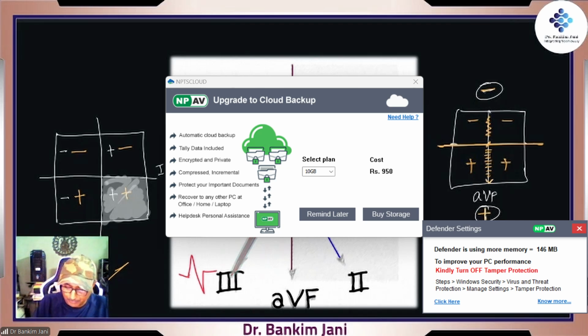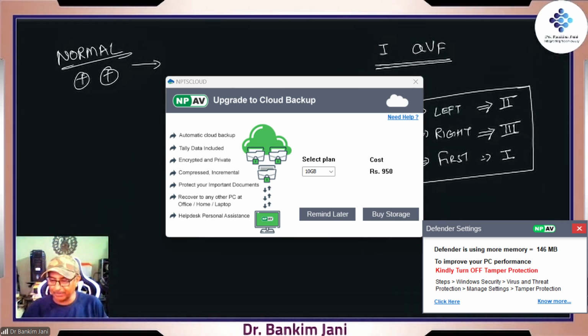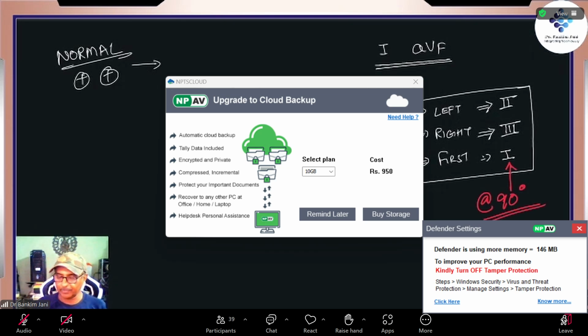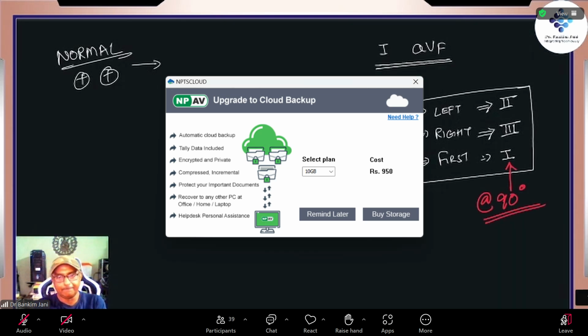Second, we do this. AVF. Which lead is at 90 degree? Lead 1, at 90 degree. So that also is fine. And lastly, AVL. Which lead is at 90 degree? Here it is, lead 2 is at 90 degree. So we have understood one part: if we remember this, these are at 90 degree orientation with respect to this. Correct?